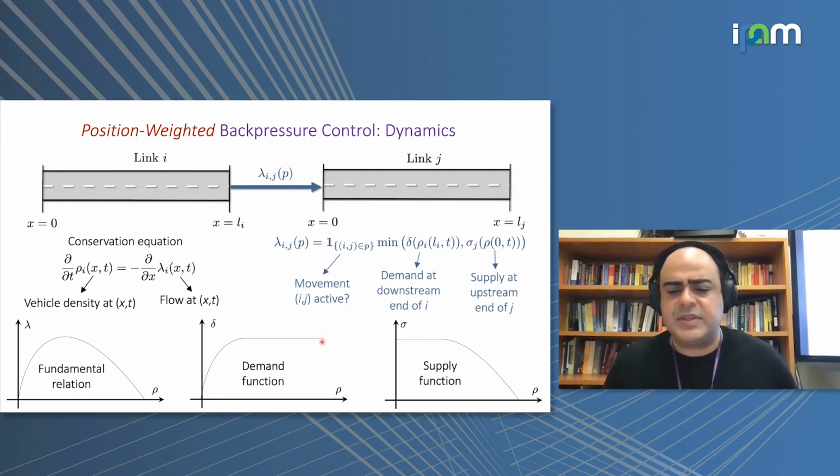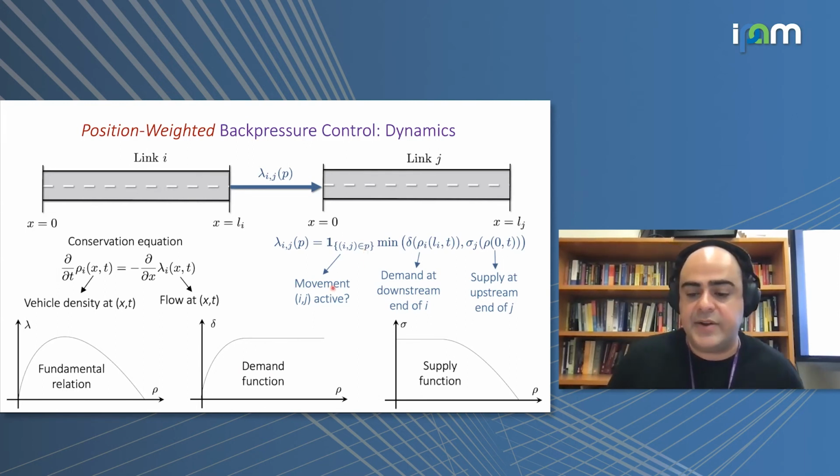And these are the demand and the supply functions that basically come from the fundamental diagram, but this is the supply function pertaining to this link, and this is the demand function pertaining to this link. This tells us how many vehicles we can push out. This tells us how many vehicles we have space for in the downstream end, and then we multiply it by this indicator that tells us whether or not we can actually move vehicles between these two links.